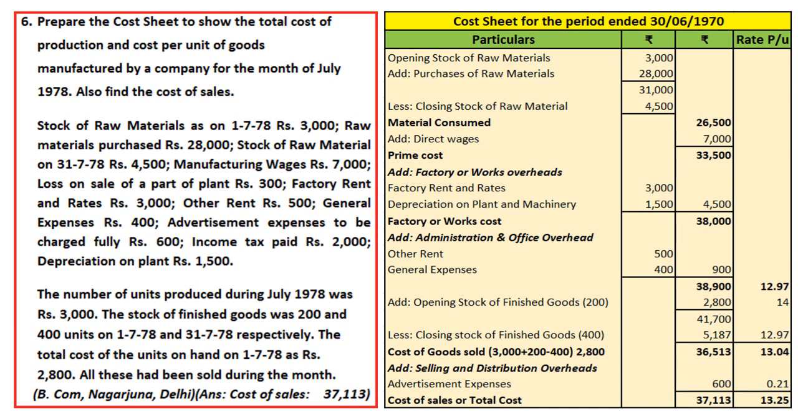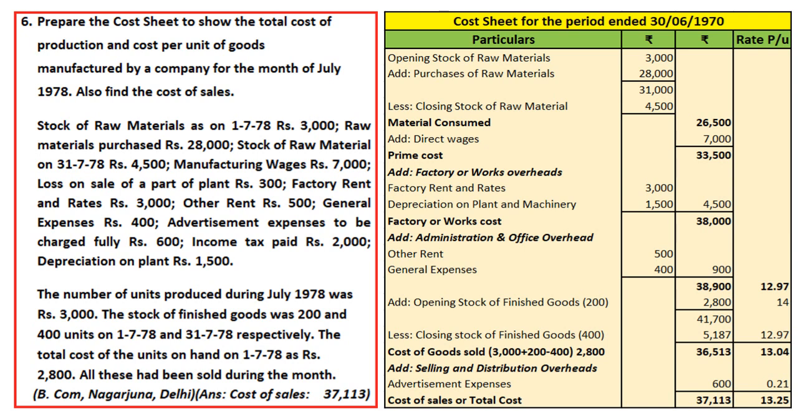Add opening stock of finished goods 200 units. The value is already given, 2800. We have added each unit at 14 rupees. So once we add the opening stock of finished goods, we will deduct the closing stock of finished goods 400 units. But value we don't have. We have not been provided in the question. But we have taken 5,187. At what price we have taken? That is 12.97. The price at which we have produced the goods. Clear? This is the basic difference you must understand.